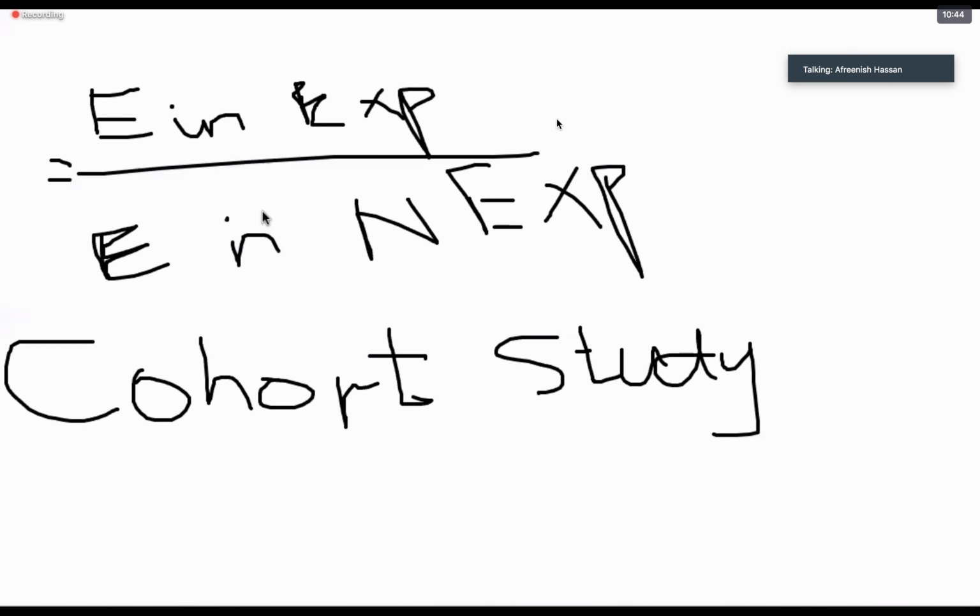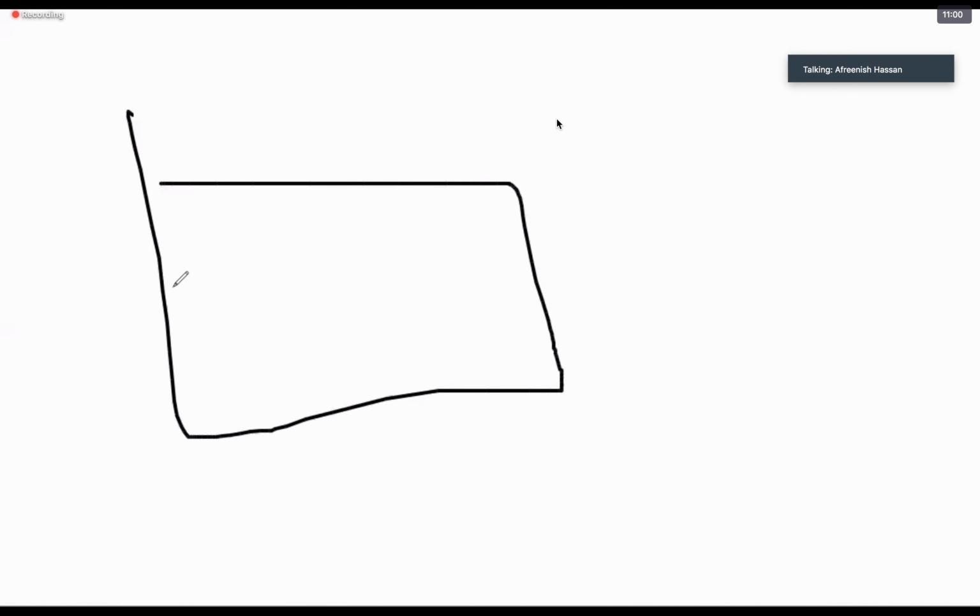Yes, Dr. Ma'am, it's the same. In the cohort, we are taking two groups actually. One is the exposed one, and the other one is not exposed. Yeah. Exposed ones, yeah.